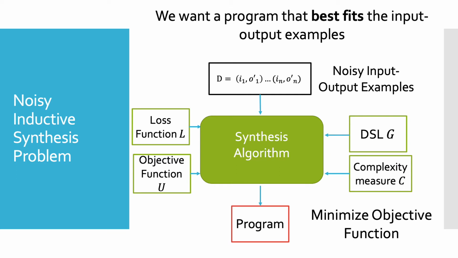We formalize this notion of best fit using the concepts of a loss function, a complexity measure, and an objective function which combines the score given by the loss function and the complexity measure. A program is a best fit over the given noisy dataset if it minimizes this objective function.